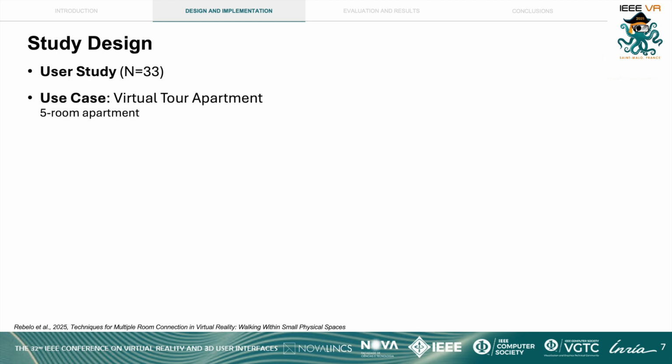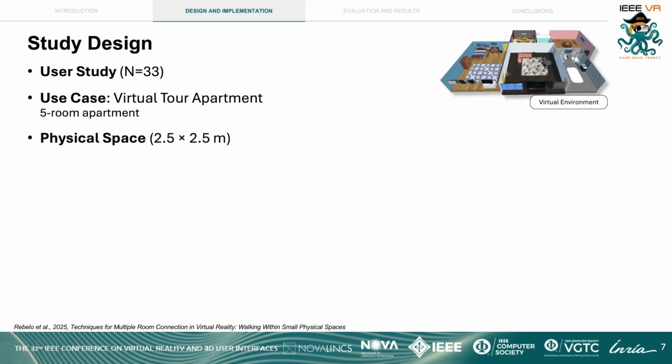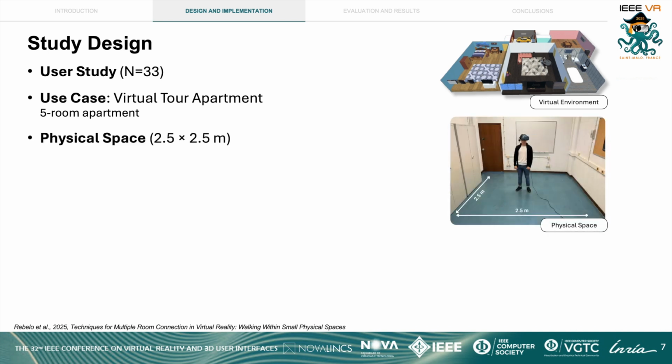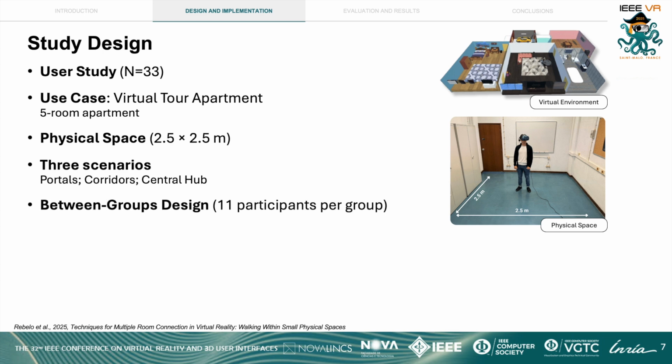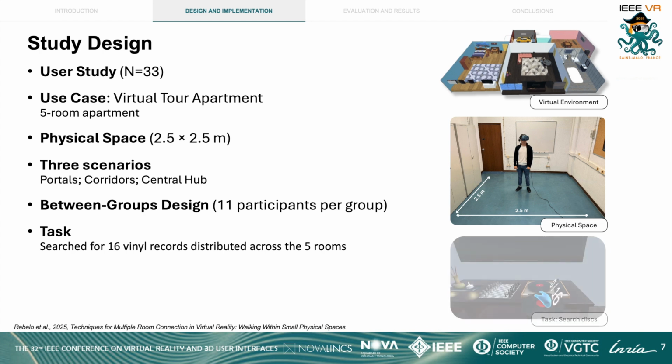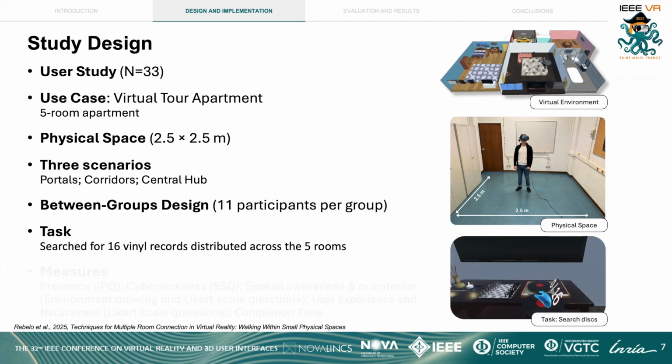To evaluate these techniques, we conducted a user study with 33 participants. The virtual environment was a 5-room apartment, compressed into a small 2.5 by 2.5 meter play area. Each participant experienced one of 3 scenarios, using portals, corridors, or a central hub to navigate between rooms. The task was to search for 16 vinyl records placed throughout the apartment.